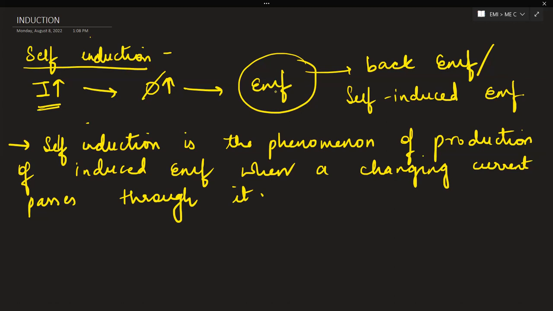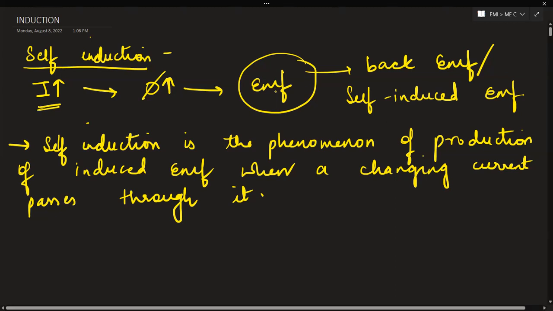Now, change in current means what? Current is increasing, so flux will increase. Let's say current decreases, so flux will decrease, but there will be an induced EMF. And this is happening on a single coil only. Let's say this is a single coil, current is getting increased in this coil, and flux is getting increased in this coil only. So ultimately, EMF will be induced in this coil only. That's why we call it self-induction.